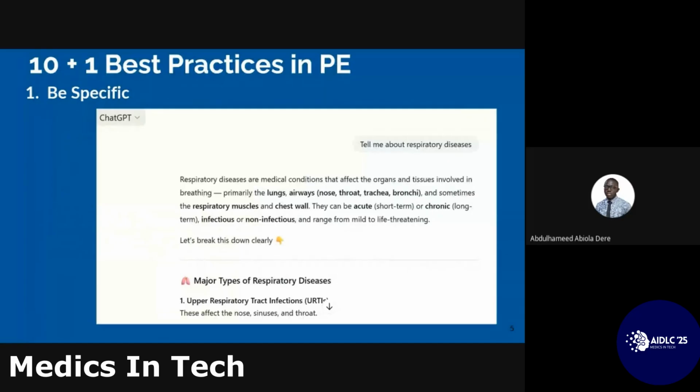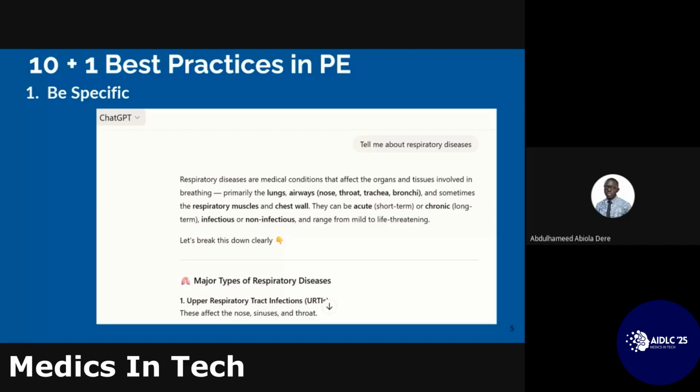So now moving on to best practices in prompt engineering, and this is for everybody, those who are engineers and those who are not engineers. Everybody needs to understand the best practices within prompt engineering, because that's what can actually give you the best responses. So the first one is that you have to be specific, and I've added a lot of examples.